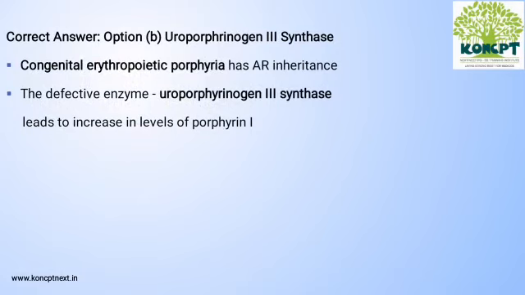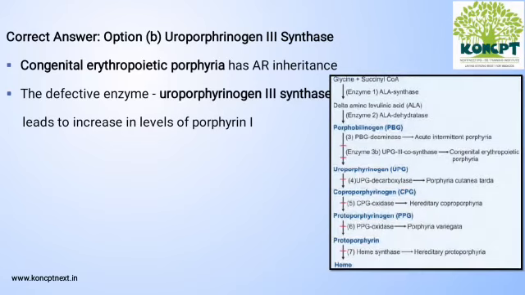This could end up in the condition called congenital erythropoietic porphyria, where the porphyrin 1 levels are elevated in the circulation. This picture is the heme synthesis pathway. Here you can see how porphobilinogen is getting converted to uroporphyrinogen, and the two enzymes favoring this conversion: one is PBG deaminase and the other one is UPG3 co-synthase.